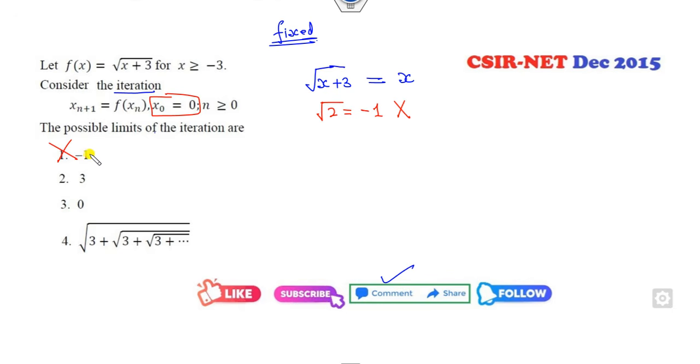It means minus 1 is not the fixed point. Is 3 the fixed point? Check: 3 plus 3 is 6, which is not 3. Again not equal, so 3 is not the fixed point, so it is not the limit. 0 plus 3 is not equal to 0, not satisfied, so 0 is not the fixed point. So yes, because I can consider it as infinite time, I can consider this again as x. So root of 3 plus x is similar, so D is my right answer.